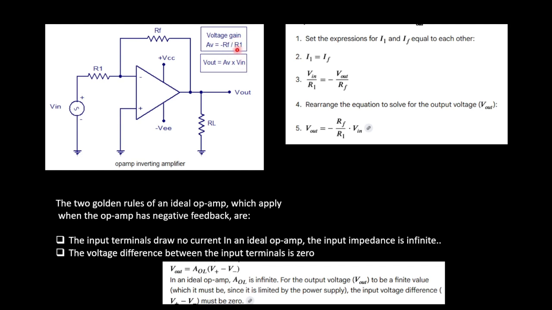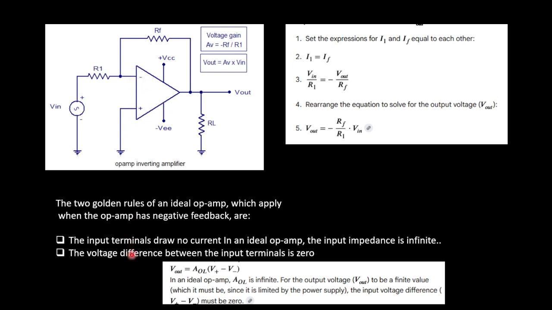That is based on the two golden rules of an op-amp, which apply when the op-amp has negative feedback. One is that the input terminals draw no current, because the input impedance of the op-amp is very high, ideally infinite. Therefore, there is no current drawn at the input. The second: the voltage difference between the input terminals is 0.